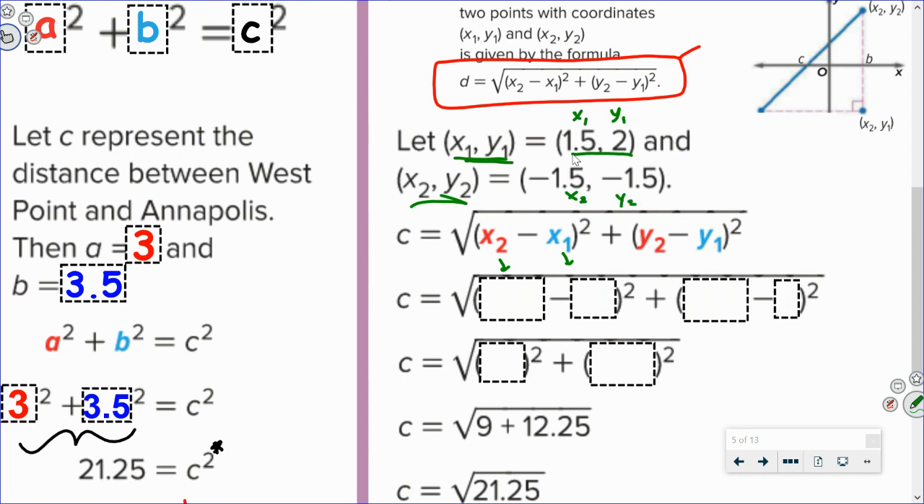So the x value from the second point is -1.5. The x value from the first point is positive 1.5. We're going to subtract those together. -1.5 minus 1.5 goes deeper down to get an answer, a difference of -3.